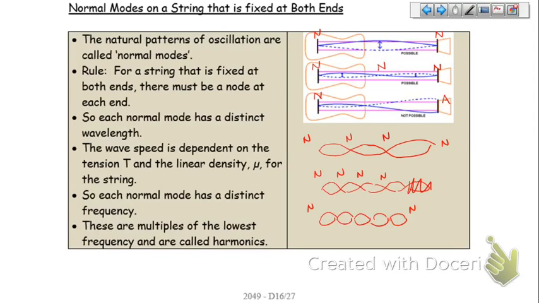So natural patterns of oscillations are called normal modes. They normally occur. The rule for a string that is fixed at both ends: there must be a node at each end. So a normal mode has a distinct wavelength. That is, how much of a wavelength is that?